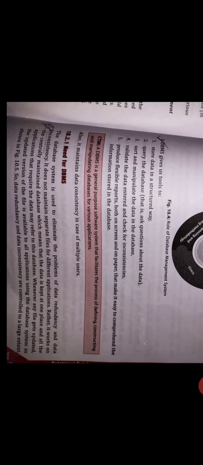So here DBMS is a general purpose software system that facilitates the process of defining, constructing and manipulating database for various applications. Now, need of database. The database system is used to eliminate the problem of data redundancy and data inconsistency. Very important term is data redundancy. What is redundancy? The duplication of data, means when the same thing appears many times, that is data redundancy. So here DBMS eliminates or removes this data redundancy.